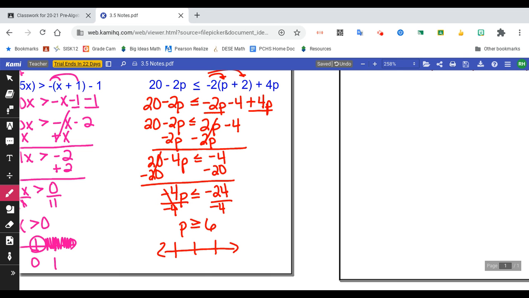Must have been stuck on greater than or equal to's. 5, 6, 7. And greater than goes to the right.